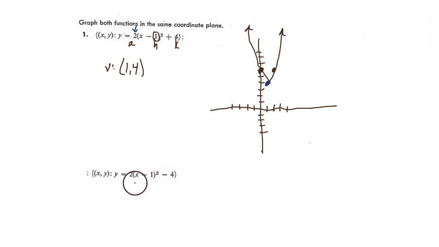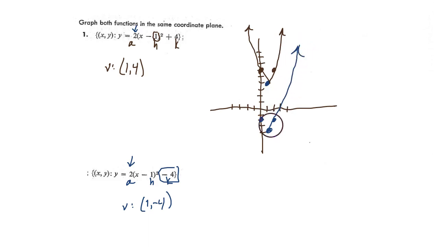Now let's go to this other one. This is A, this is H, this is K. This time K is -4. So the vertex is 1 comma -4. But the value of A is still 2. So over 1, up 2, and here, and draw in a parabola.